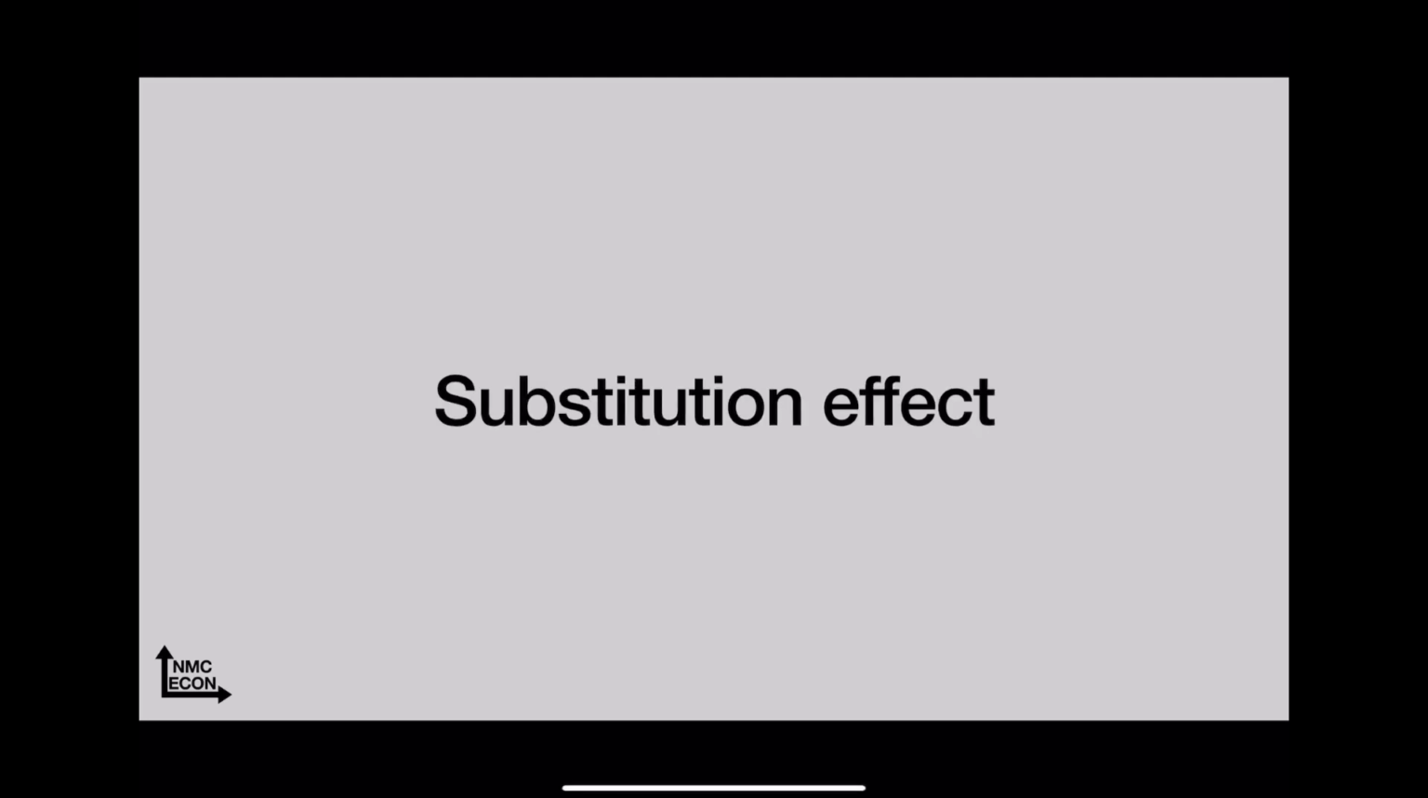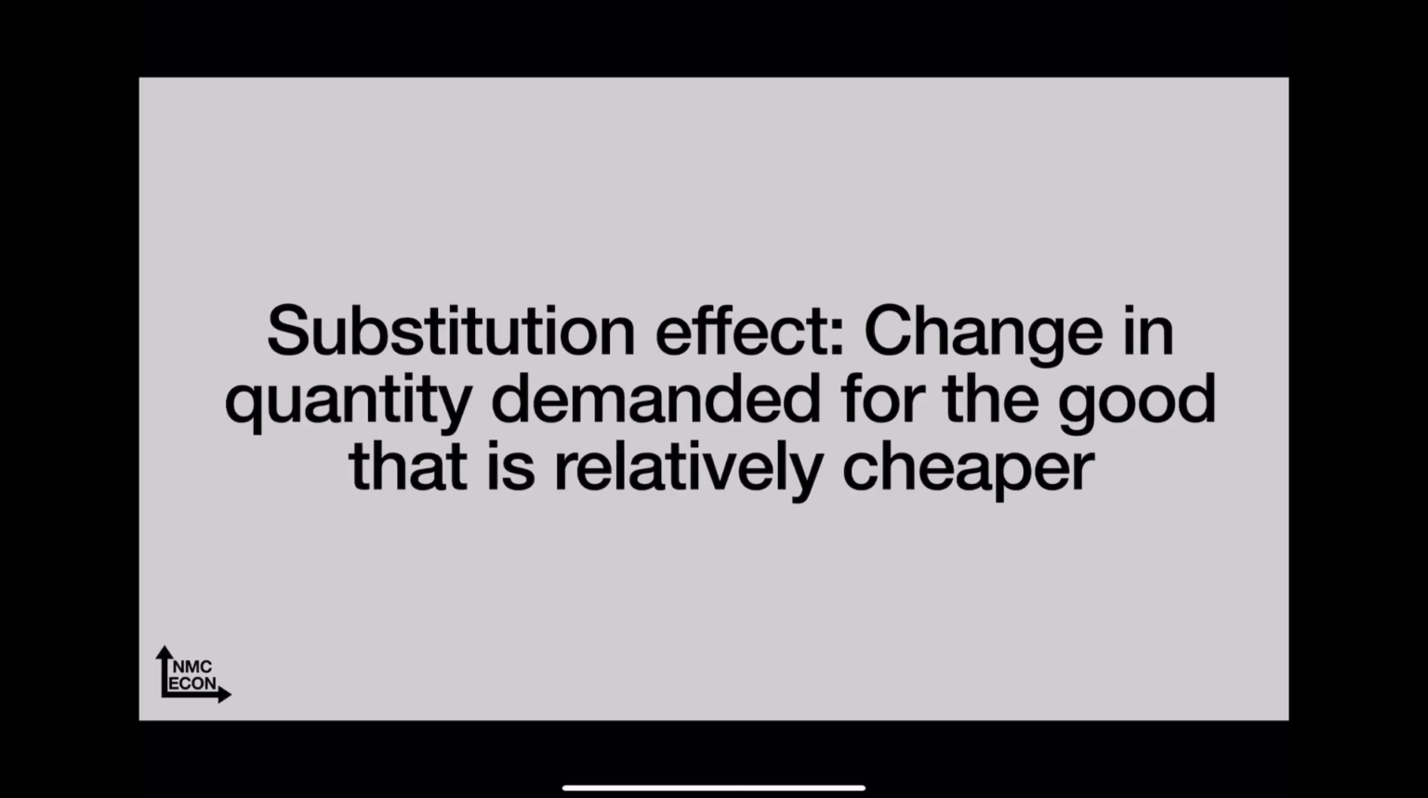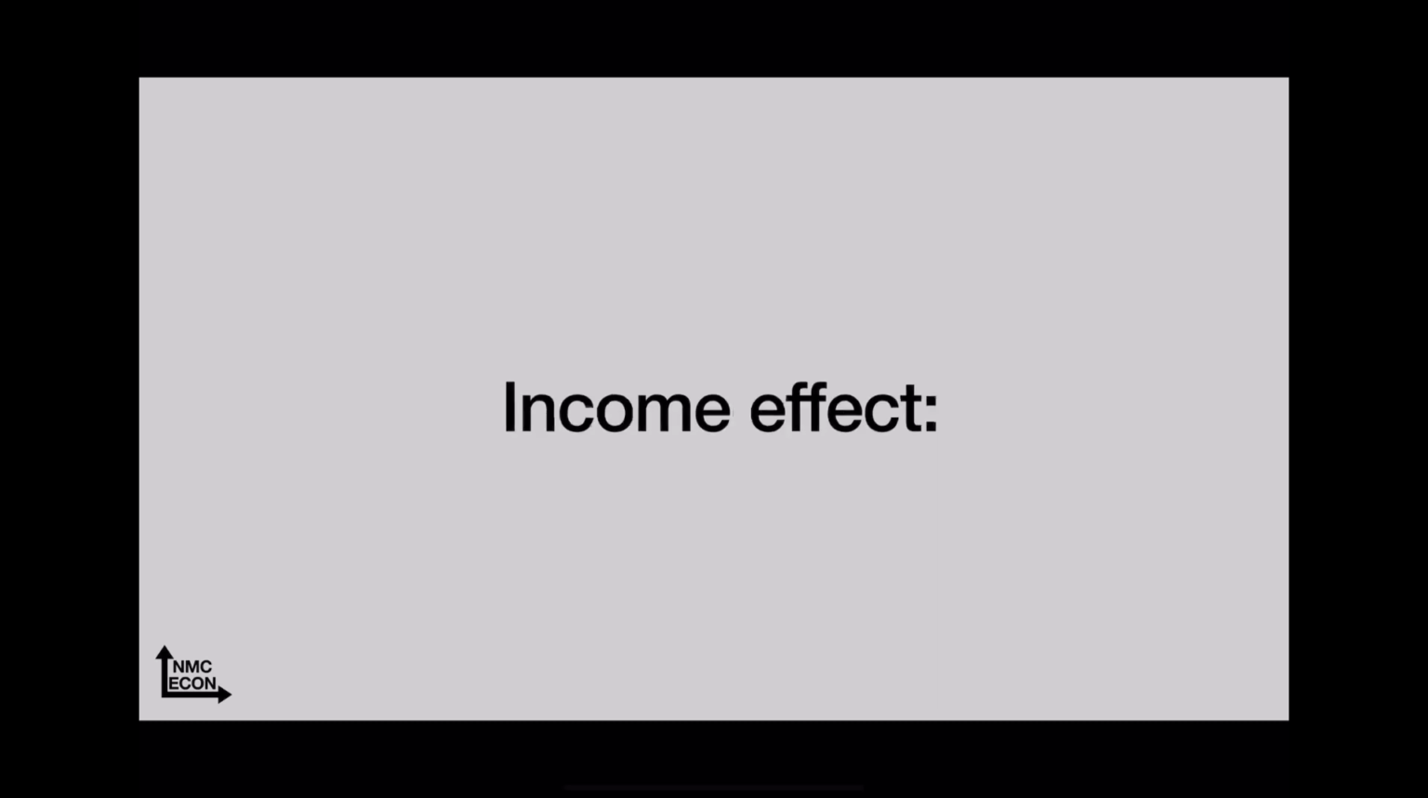Substitution effect. This kind of explains why demand is downward sloping. Any change in quantity demanded for the good that is relatively cheaper. That means when the price goes down, you're going to increase not your demand for the product, but your quantity demanded of that product instead of the expensive product.